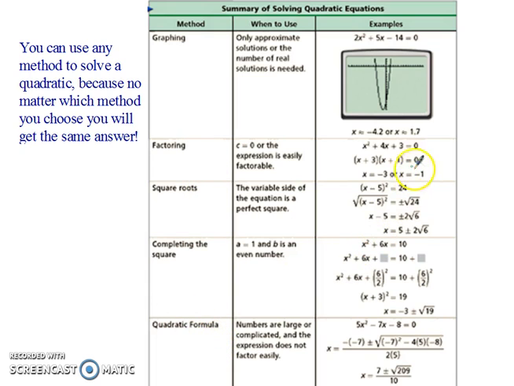Every time you do one of these, you will get the right answer. Sometimes when the problem is really easy to factor, that's going to be the faster method of solving. But if it's really ugly, you might want to use the quadratic formula because factoring might not work out in your best interest in terms of time.